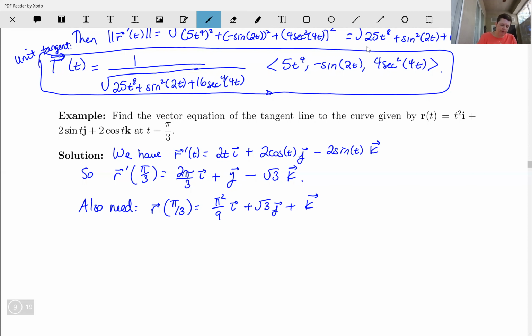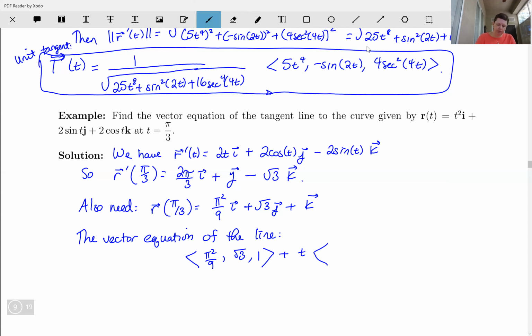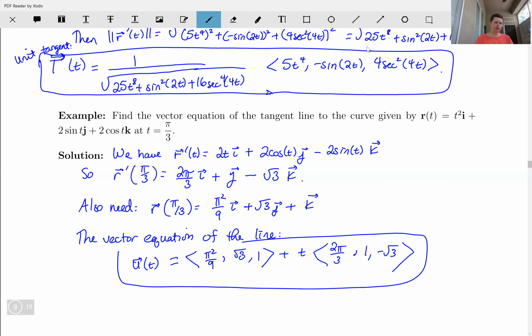So what's the vector equation of the line? Well, it's actually quite nice. I'm not sure I want to call it r of t, but the vector equation of my line is: we have the point on the line, which is given by r of pi over 3, plus t times our slope, which is the vector 2 pi over 3, 1, negative square root of 3. That's our slope, and that's our line. Let's just call it u of t. And that is the equation of the tangent line.